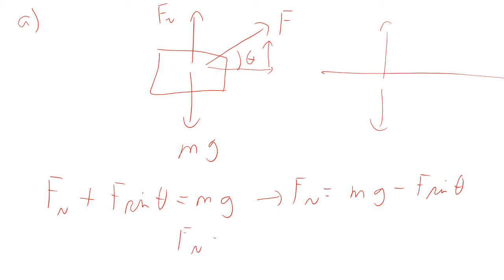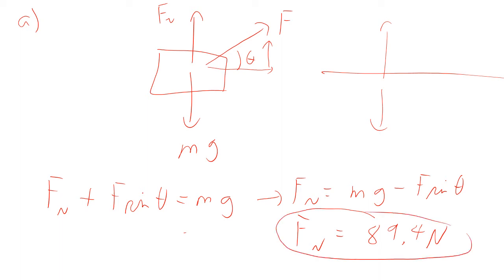And so the normal force is going to be, well, you plug in all those numbers, and given the numbers we have here, the normal force is 89.4 newtons. Now let's compare that to mg. What would mg have been? Mass times gravity would have been 118 newtons.